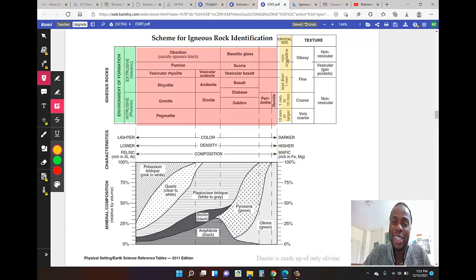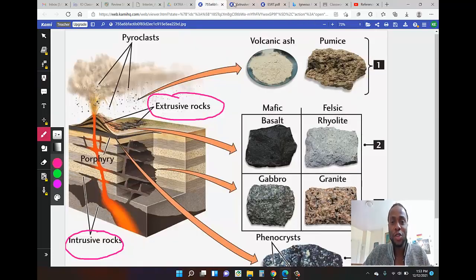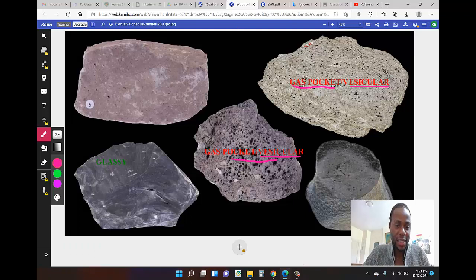If the size of the crystal is so small, we say it's non-crystalline, which means it did not form any crystal at all. So as a result of no crystals, that kind of igneous rock would be glassy when you look at it. All right, to give you a pictorial view of it, here's what a glassy igneous rock would look like, just like a glass.